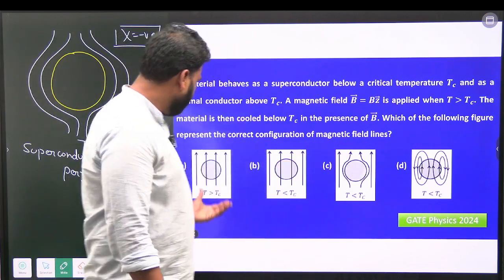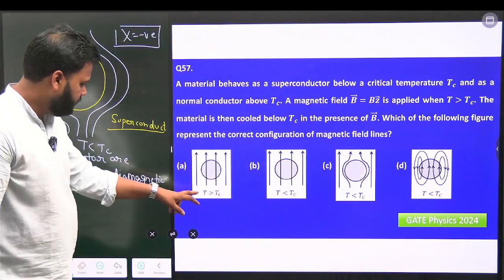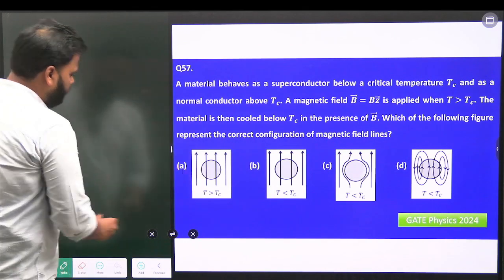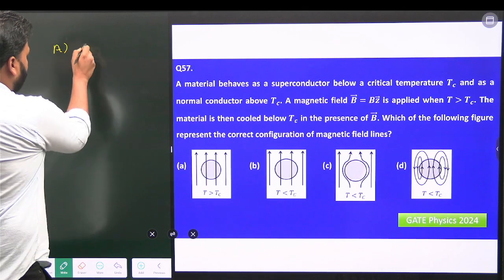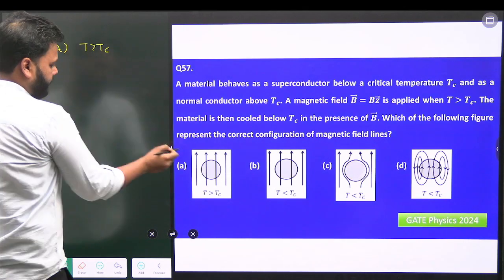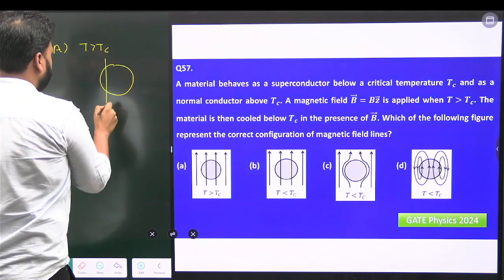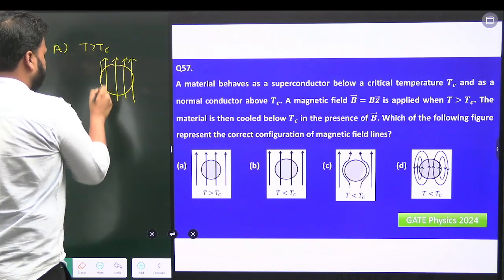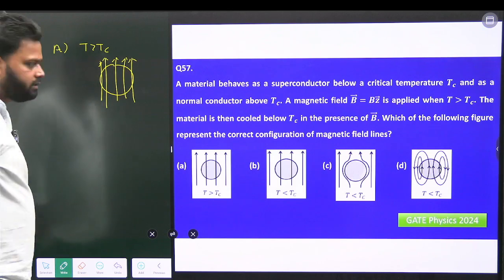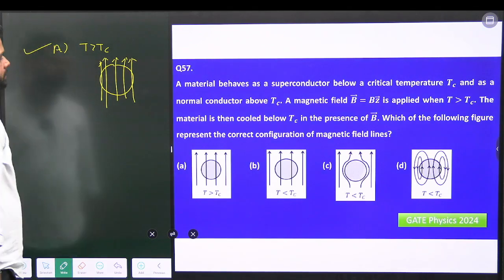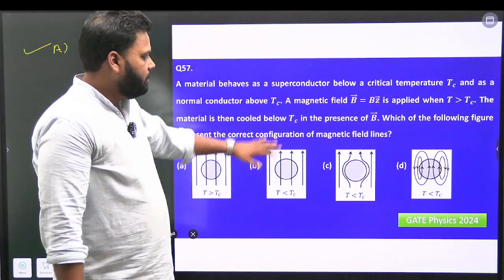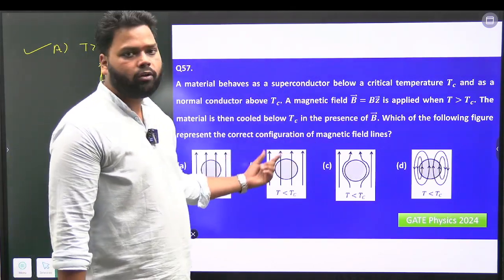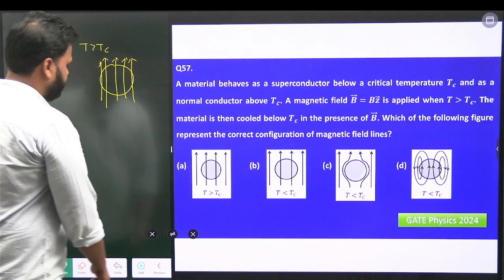Now, look at the pictures. If you see option A, at a temperature greater than the critical temperature, all the field lines are crossing through this material. This is the property of the Meissner effect which we have discussed right now. So I guess this option is correct. This is a multiple select question asked in the GATE exam, which means more than one option is correct. So option A is correct.